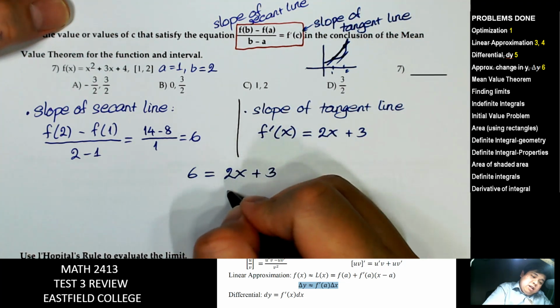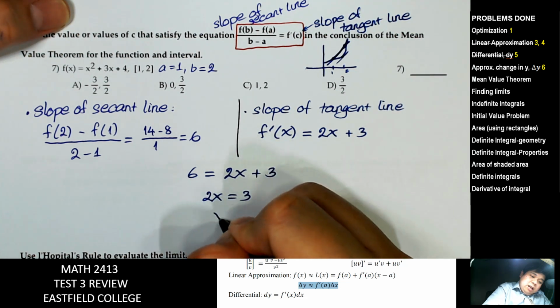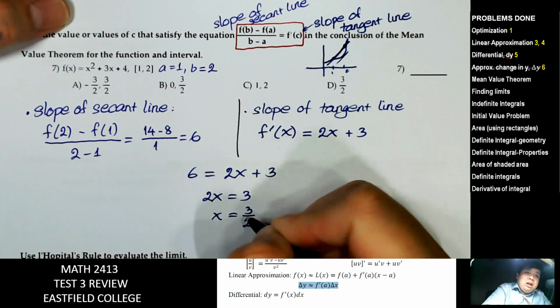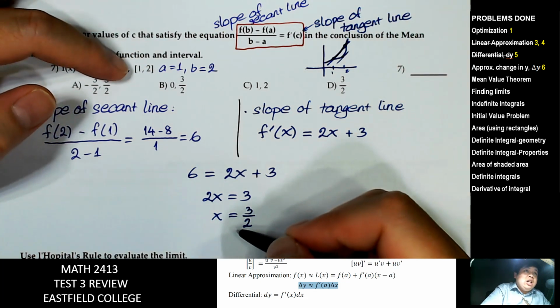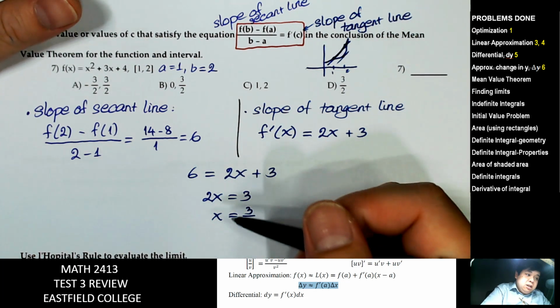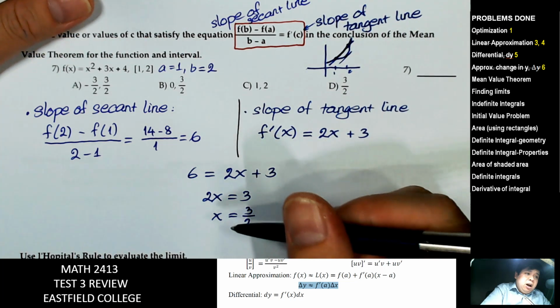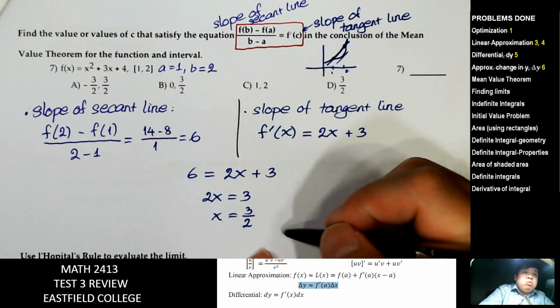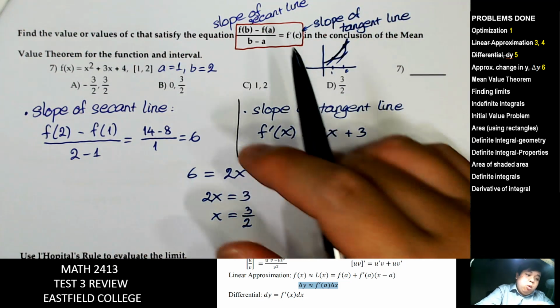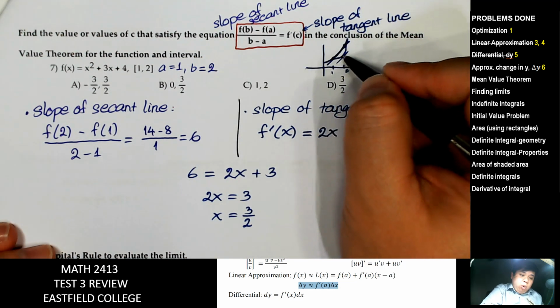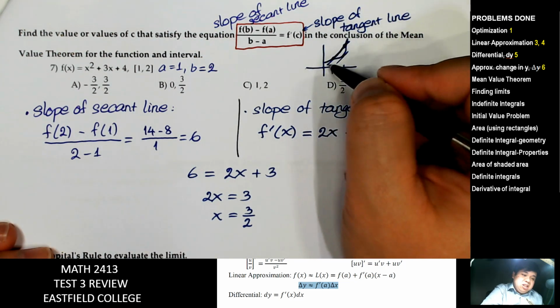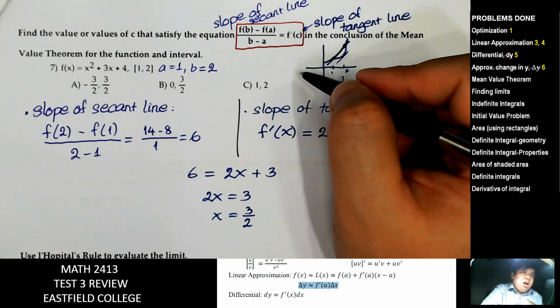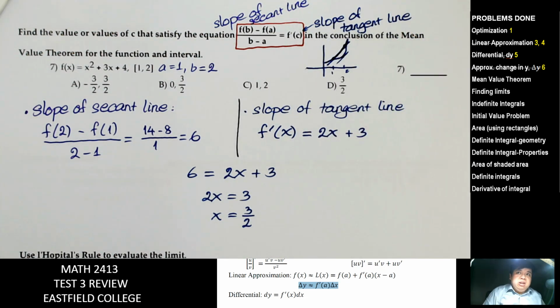So we have x equal to 3/2. It's very important here: the 3/2 has to be between 1 and 2, and indeed it is. If we have more than one point, all of the points have to be between 1 and 2, because the point that has the slope the same as the secant line has to be in between. If it is outside, then it's not really the mean value theorem. It's just a coincidence. Right, so pretty much that.